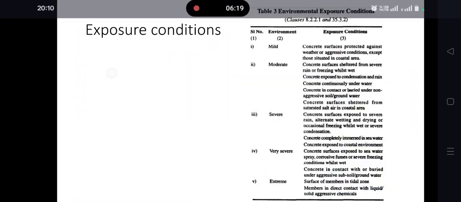So as per IS 456, they have described the exposure conditions. It is classified as mild, moderate, severe, very severe, and extreme. Mild means a normal region away from the coastal region. Moderate means it will have some severe rainfall, freezing, and other cases. Severe condition means it will have alternate wetting and drying, and freezing also will happen.